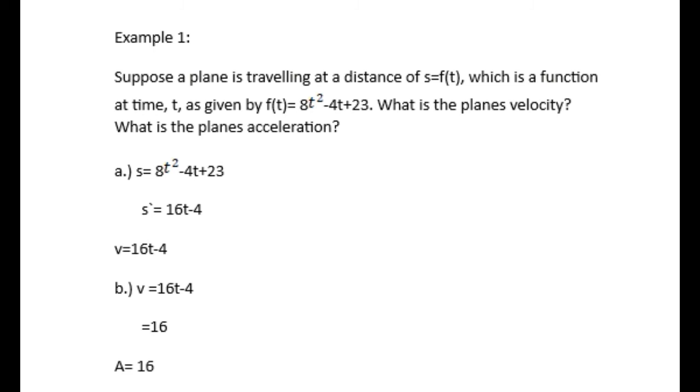Our given is 8t squared minus 4t plus 23. So our first derivative will be 16t minus 4, which means our velocity is 16t minus 4. And to get our acceleration, we need to know the derivative of our velocity. So v equals 16t minus 4. So our acceleration will be 16.